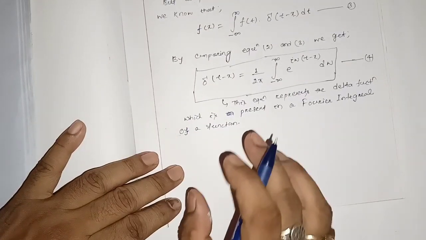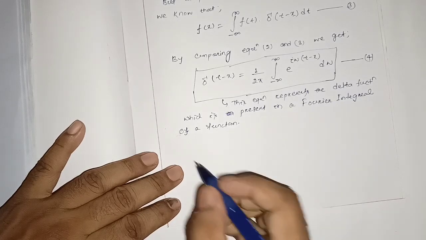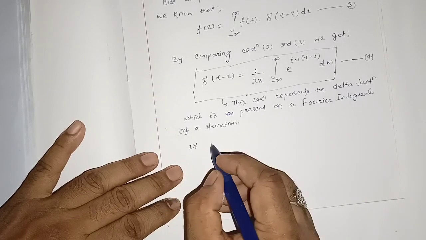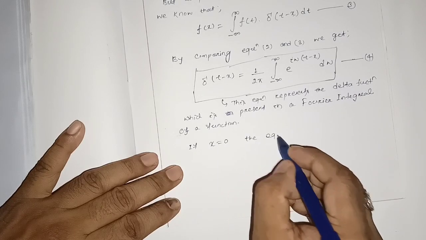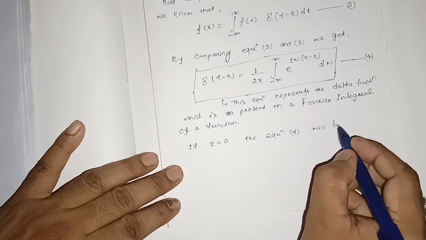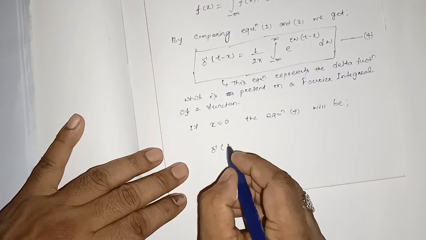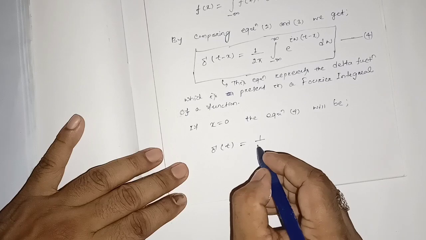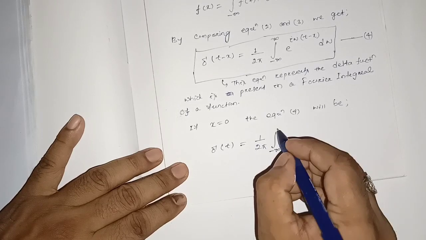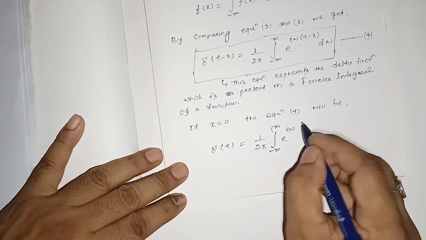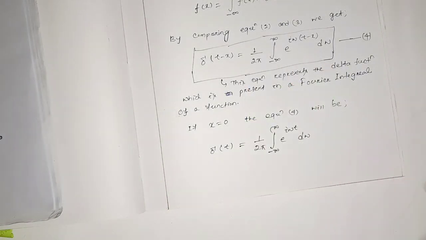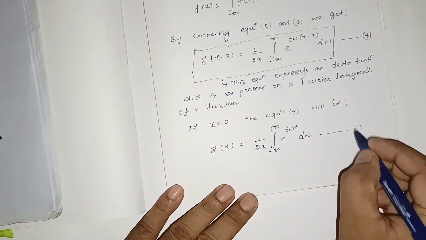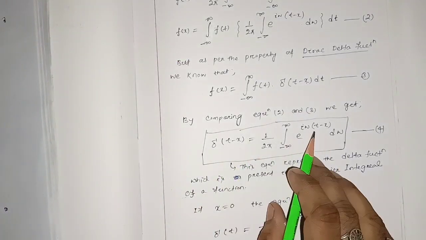Now if we consider x equal to 0, then equation number 4 will be delta(t) equal to 1 by 2 pi integral from minus infinity to plus infinity of e to the power i omega t d omega. You can put this as equation number 5. So this is the representation of the delta function which exists at any point on the x-axis.